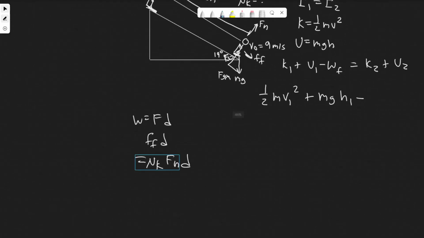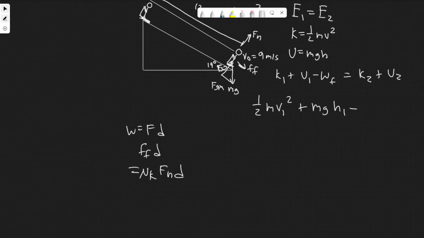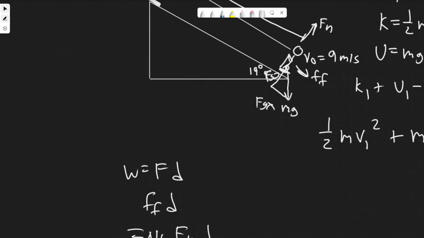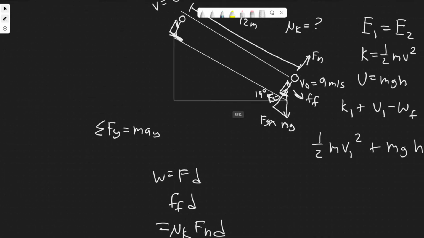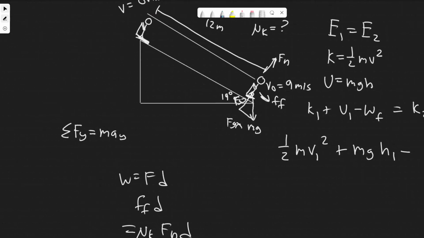Mu sub k times F sub n times d. We need to find what F sub n is now. In order to find F sub n, we're going to sum the forces in the y. The sum of the forces in the y is going to be equal to 0, because this is equal to m times a_y, and the acceleration in the y is 0 if you don't move in that direction. We're only moving along this x-axis here. We don't move in this direction, so a_y is 0. So this value is just 0.